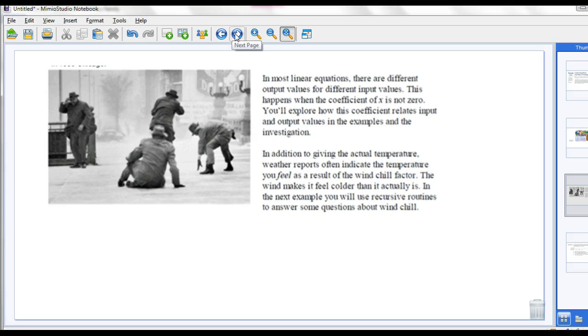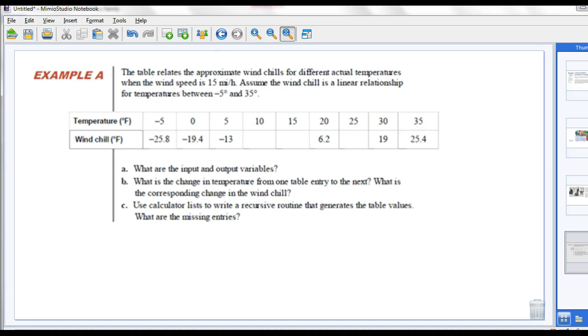Before we do that, let's do example A. The table relates approximate wind chills for different actual temperatures when the wind speed is 15 miles per hour. Assume the wind chill is a linear relationship for temperatures between -5 and 35 degrees, and we're going to talk about this in Fahrenheit.